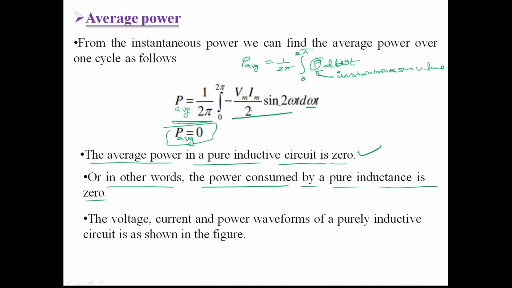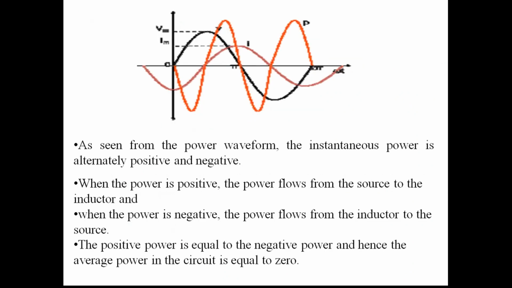Actually, average power is nothing but the power consumed. So your inductor cannot consume any power like your resistance. Resistance consumes the power. The voltage, current, and power waveforms for a purely inductive circuit are as shown in the figure. This is the voltage waveform, right? This is the current waveform, because this is lagging by 90 degrees here, lagging. See here, and this is the power waveform.